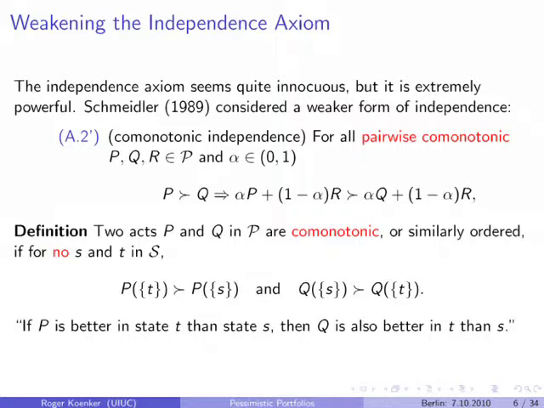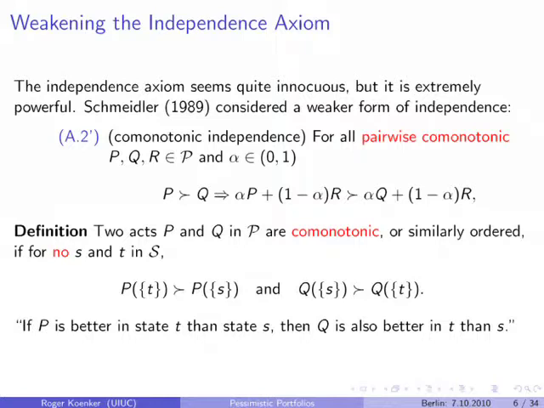So if we have actions S and T in this action space, then in order to be comonotonic, P and Q have to order those actions in the same way. So if P is better in state T than S, that means Q should also be better in T than in S. But this is not a definition that, at least for me, was terribly intuitive.